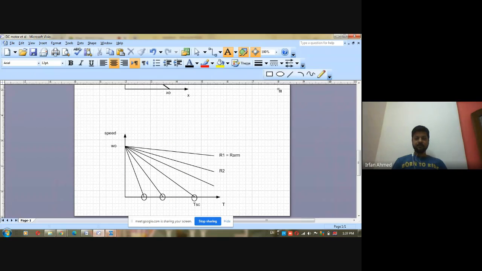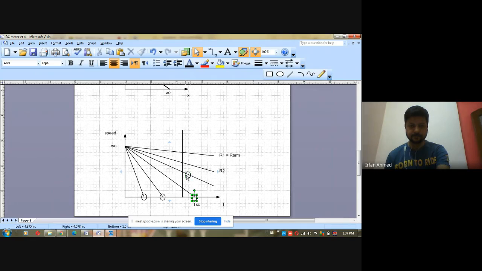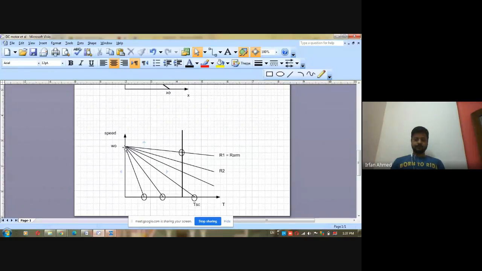We had seen that we need 2 points. If we take this one as the nominal torque, this will be 1 point that we have to find. And then the second point is the point at no load, or corresponding to the no load speed.